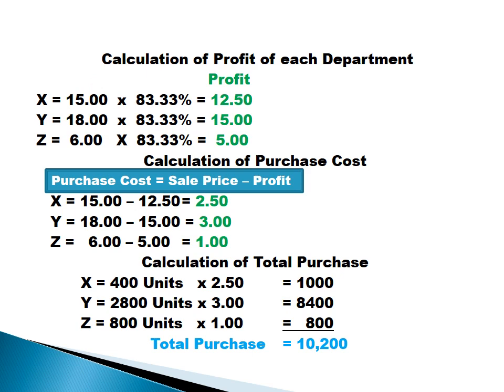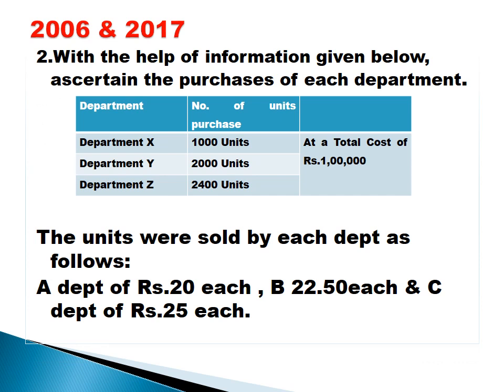Okay students, now let us solve the second problem. This problem is similar to the one which we solved previously. With the help of the information given below, ascertain the purchases of each department. Department X have purchased 1000 units, department Y have purchased 2000 units, department Z have purchased 2400 units. These are the purchases of each department in terms of units, but the total cost of all the three is 1 lakh.